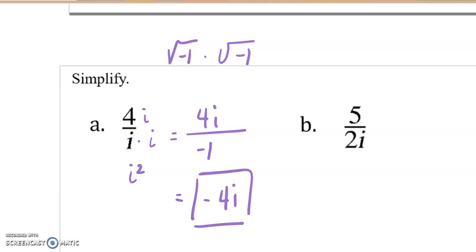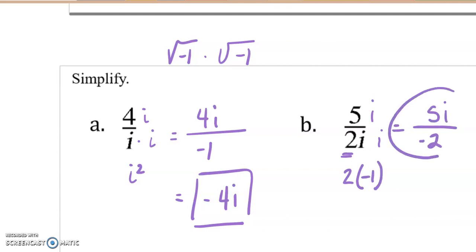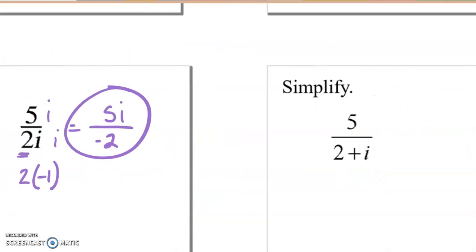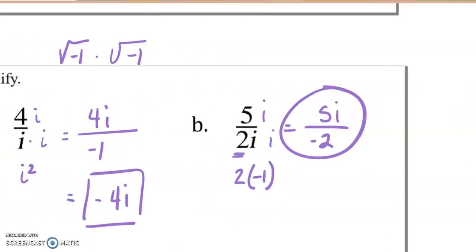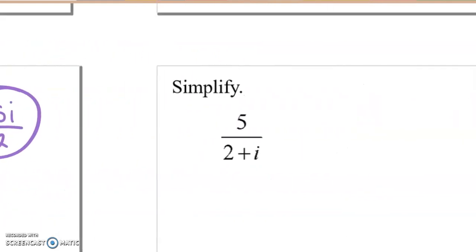Same exact in B. The only thing is the 2 does not matter. It's a number. So this is 2 times -1 because that's i squared, is -2 over 5i. Can't get any easier than that. The i's are not in groups, unlike this problem. So here we don't have a group. Here we have a group.